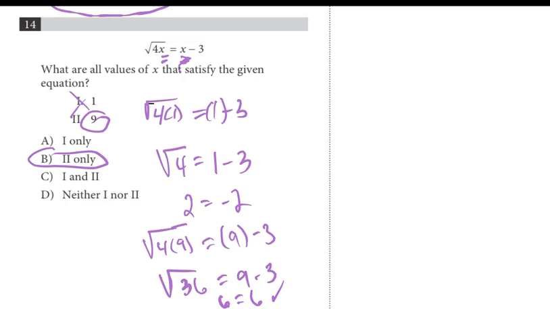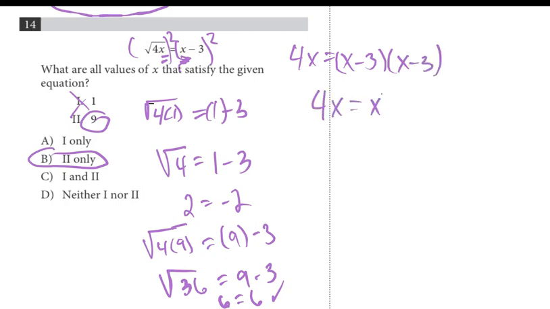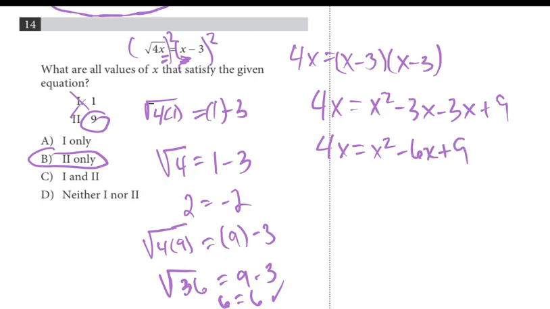I'll just show you quickly how to solve this. If you were solving this, normally you would square both sides. Square this side. Square that side. The square root of 4x squared. The square root of anything squared is itself, so that would be 4x. And when we square this, make sure we square the quantity. That's x minus 3 times x minus 3. And that gives us 4x equals x squared. Make sure you FOIL here on the right. Minus 3x plus 9. And that gives us 4x equals x squared minus 6x plus 9, combining the like terms.